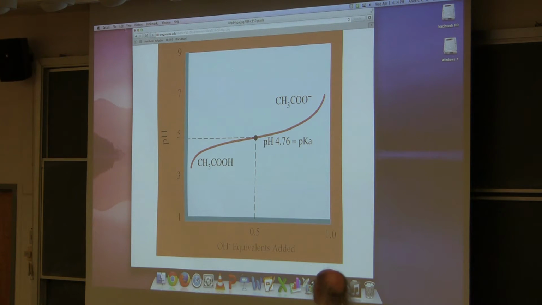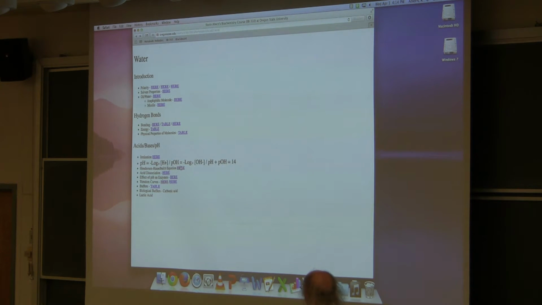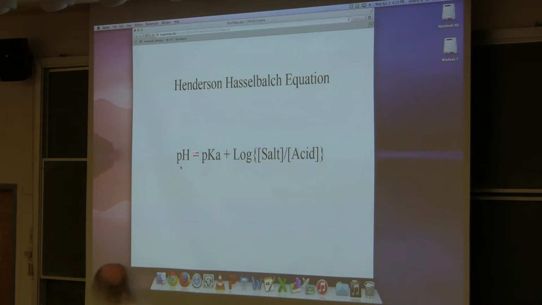Well, let's go back to our Henderson-Hasselbalch equation. The Henderson-Hasselbalch equation says that the pH of a solution is equal to the pKa plus the log of salt over acid. Right? And I just told you that the maximum buffering was going on when the pH was 4.76. We all agreed the curve was flattest where the pH was 4.76. So if I plug this in and I say 4.76 equals 4.76 plus the log of salt over acid, what does that tell me about the log of salt over acid? It means that the ratio of salt to acid must be 1.